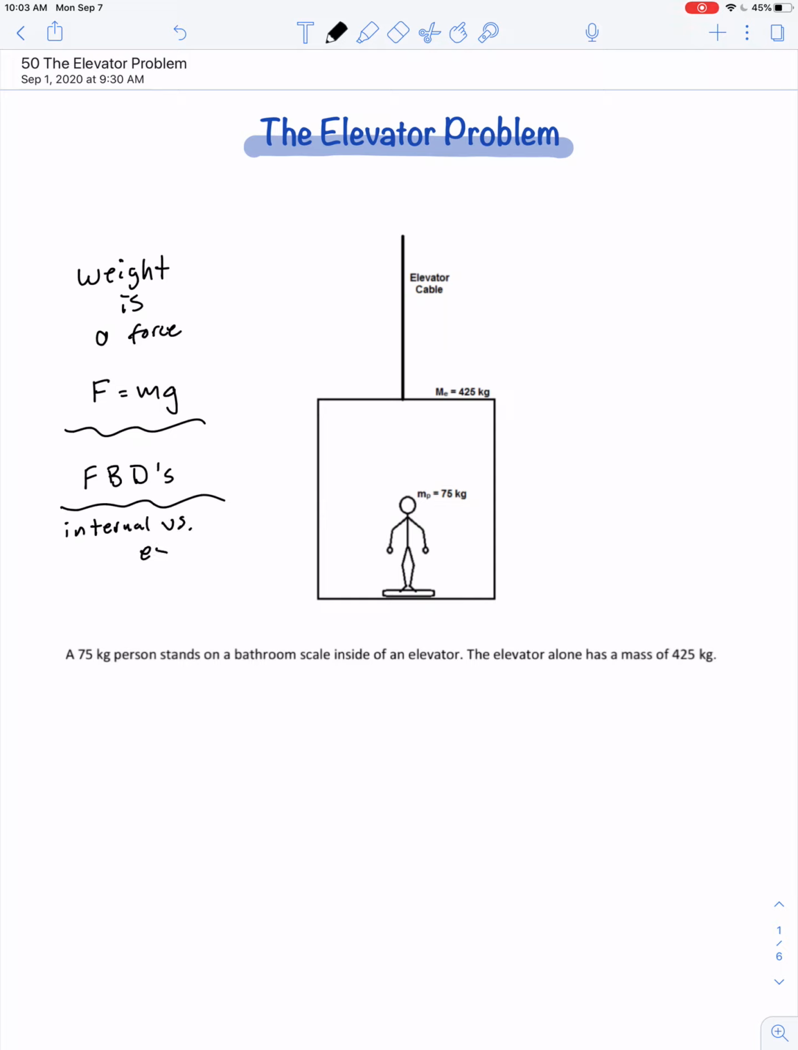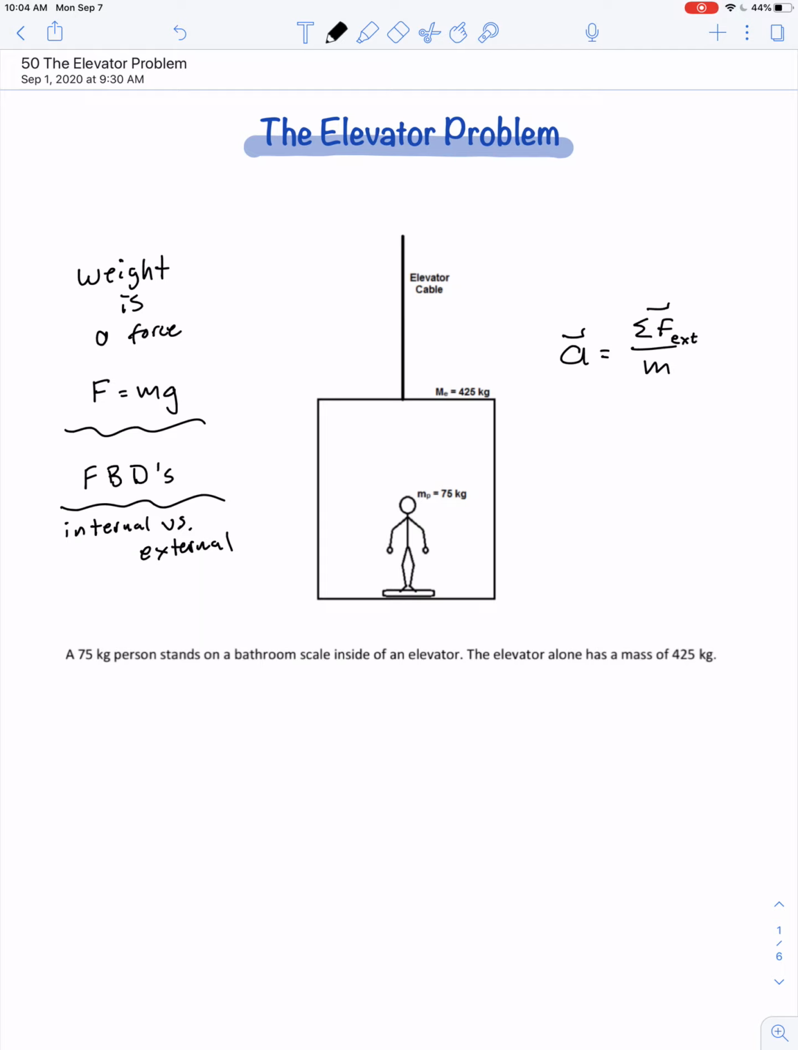versus external forces. I don't think it's been stated yet that Newton's second law should be written as a vector equation that says acceleration as a vector is the sum of all forces as a vector divided by mass. Well, actually, we've said that. Here's what we haven't said yet. It's only the vector sum of all of the external forces that act on an object.